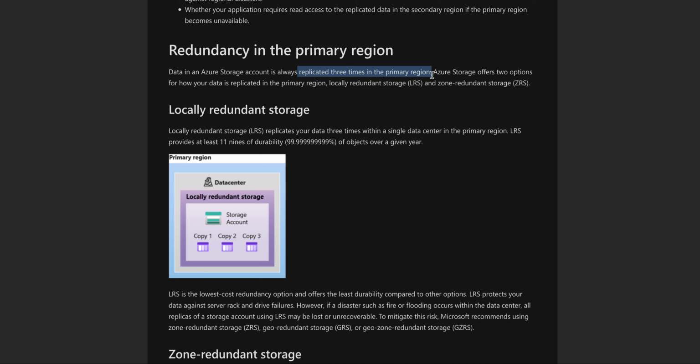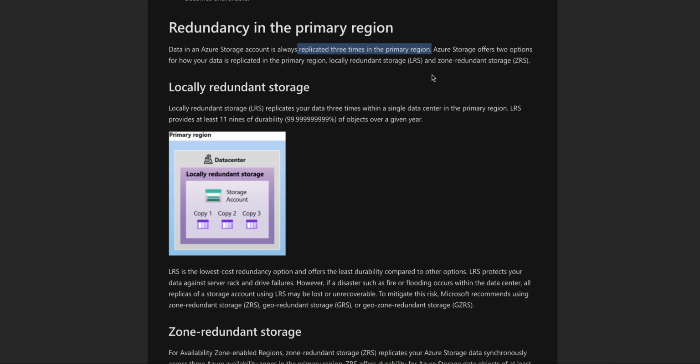So Azure storage offers two options for how your data is replicated in the primary region. You have locally redundant storage, which is LRS, and you have zone redundant storage. Okay, so there are two different ways where you can have data replicated in the primary region, right? So we're talking about locally redundant storage and zone redundant storage.